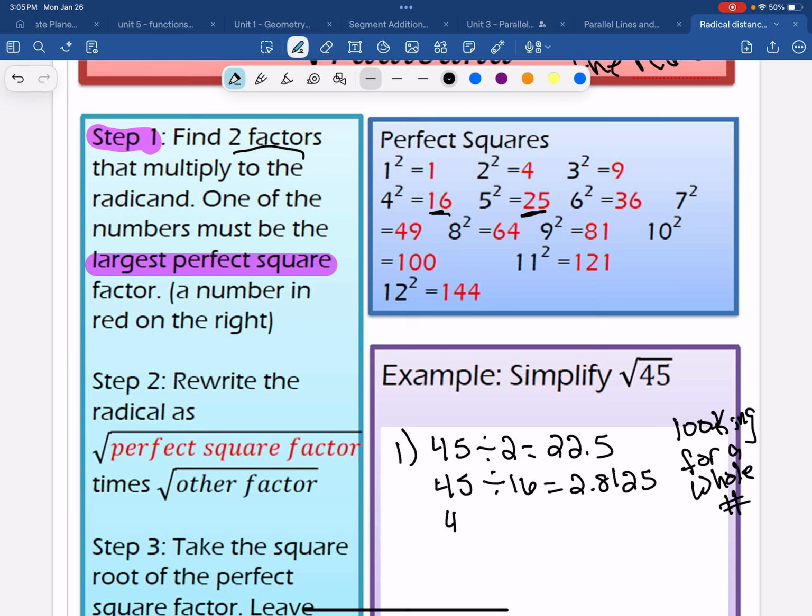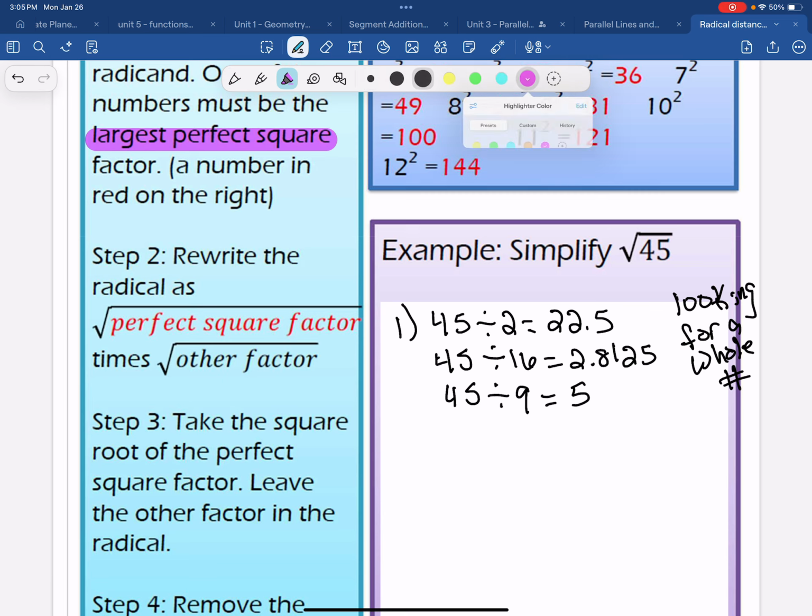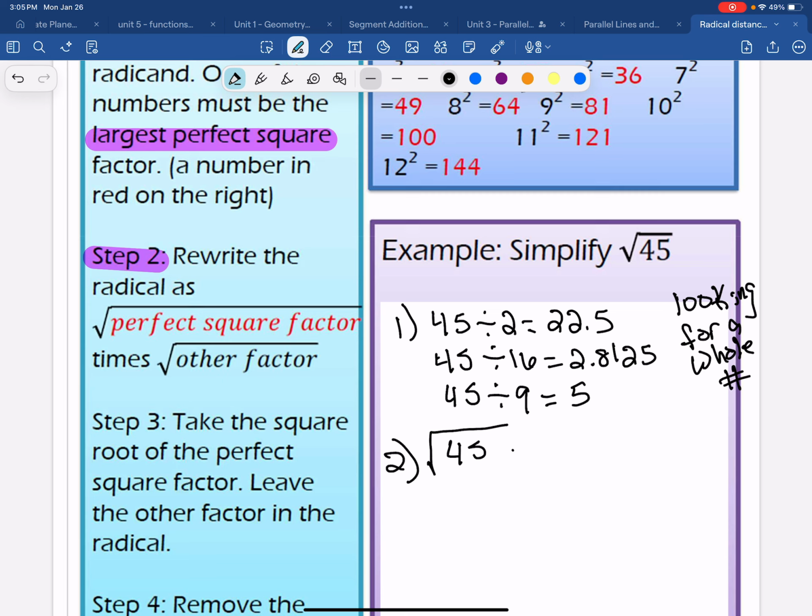So I'm going to do 45 divided by 9, and that gives me 5. Okay, so now I've got my whole number, so I've got my factors. So now step 2 says that I'm going to rewrite this. This is just a property of radicals that says you can rewrite this into its factors. Okay, so we're still under the radical. We've got 45 equals, we can write it into its factors, 9 times 5.